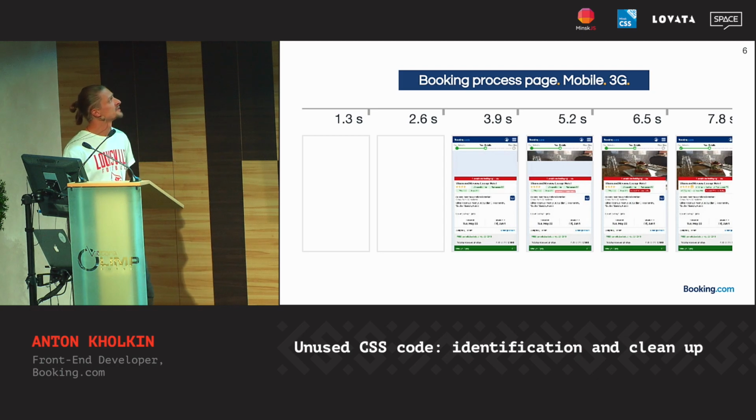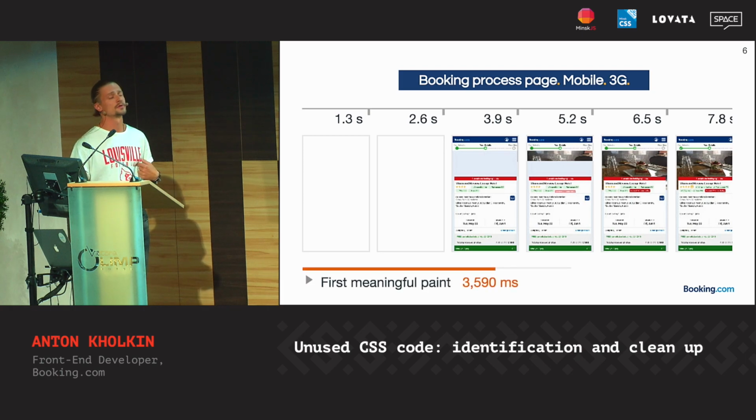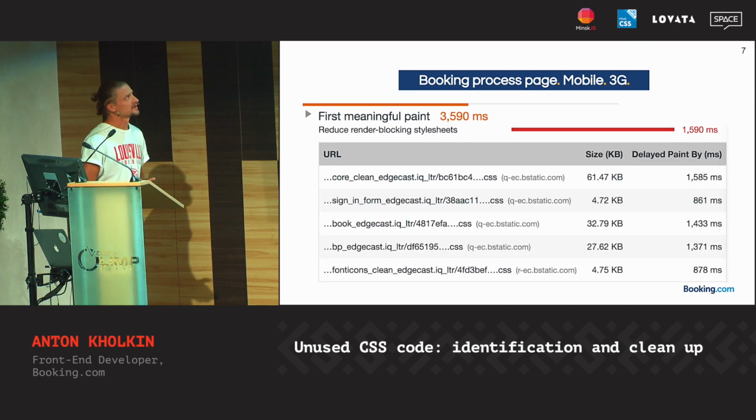Here I would like to share with you an example from our website. This is a booking process page for web mobile. It doesn't really matter what's exactly on the screenshot, but you clearly see when the first meaningful frame is rendered. It's around 3.5 seconds. And if you take a look at the breakdown, we can see that render blocking style sheets impact this number by 1.5 seconds, which signals that there is room for improvement here.